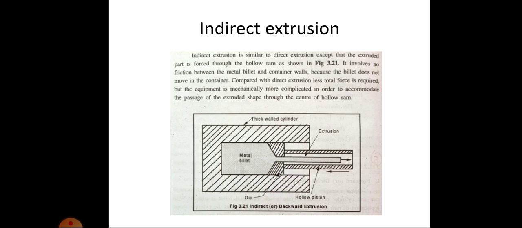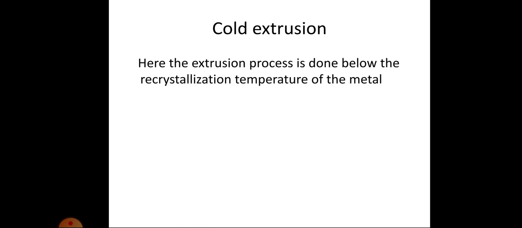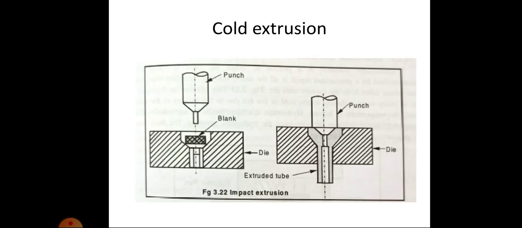But the equipment is mechanically more complicated in order to accommodate the passage of the extruded shape through the center of the hollow ram. Next one is cold extrusion. In cold extrusion, the extrusion process is carried out below the recrystallization temperature of the metal. This is the cold extrusion or impact extrusion, which is shown in this diagram.